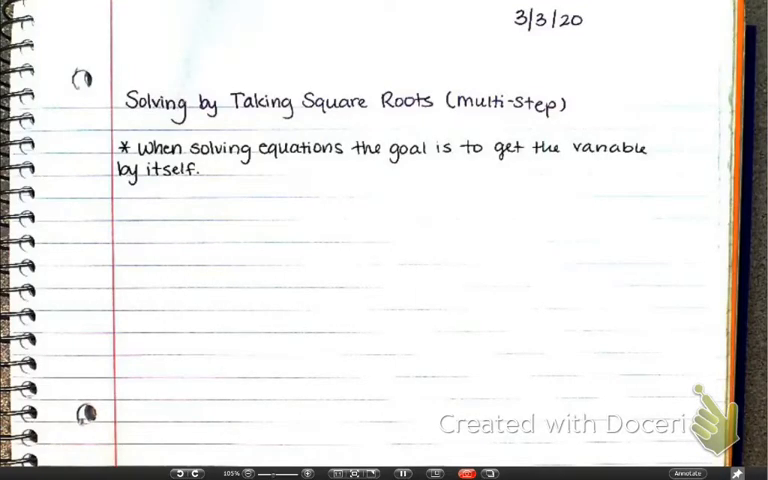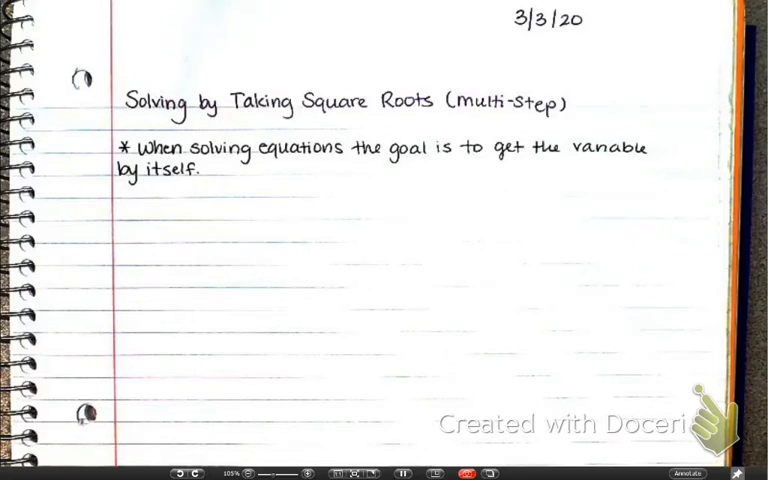We are continuing on with solving by taking square roots. Today we're going to look at problems that involve more than two steps, so a multi-step equation. Something that you need to just remember, and we talk about it all the time, when you are solving an equation, whether it's a linear equation or a quadratic equation, the goal is to get the variable by itself. So you are solving for the variable, you are looking for an answer.